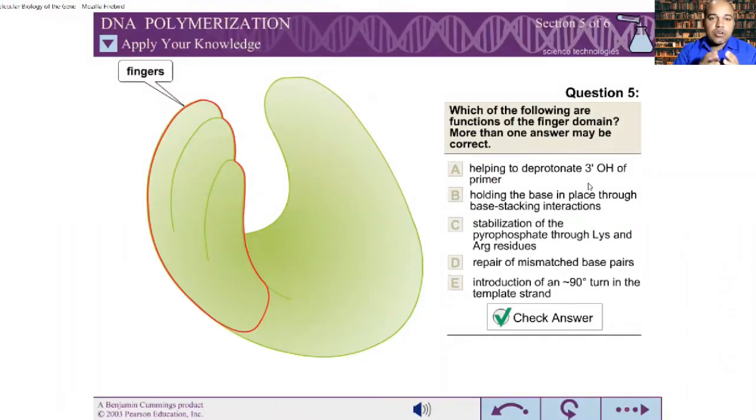Now, what is the function of the finger domain? When you look at the finger domain, what are the different functions? Helps to deprotonate the 3' hydroxy group of the primer? No, it is not the function of the finger domain. Holding the base in place through base stacking interaction: yes, it is the function of the finger domain, because the finger domain has a tyrosine residue which can hold the incoming nitrogenous base in the correct location.